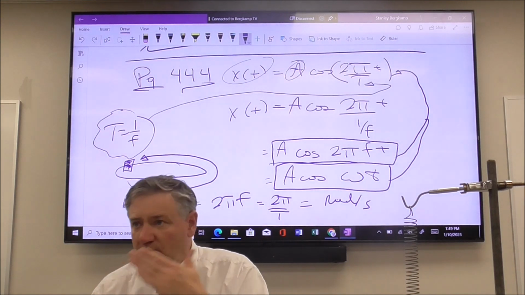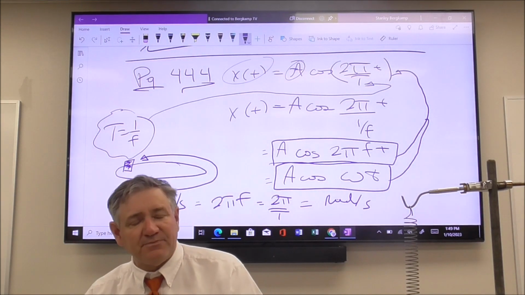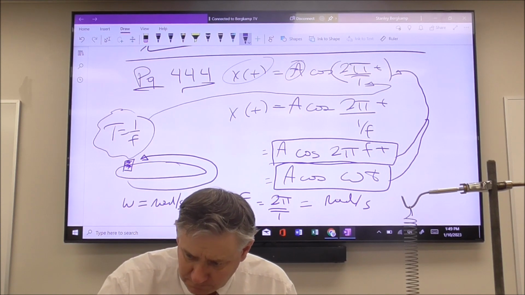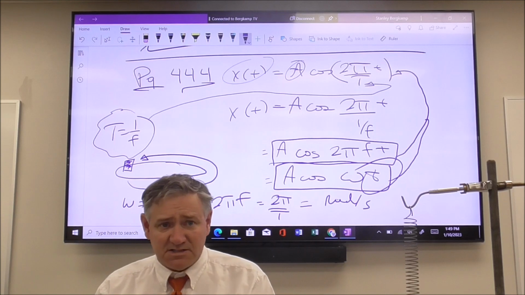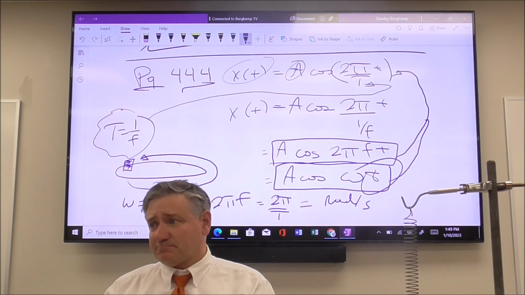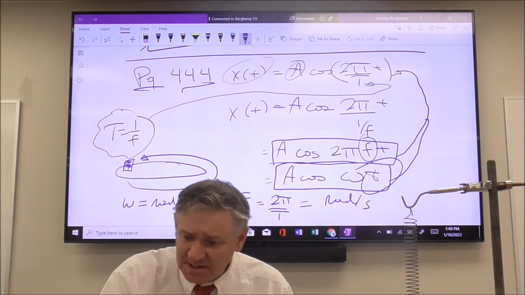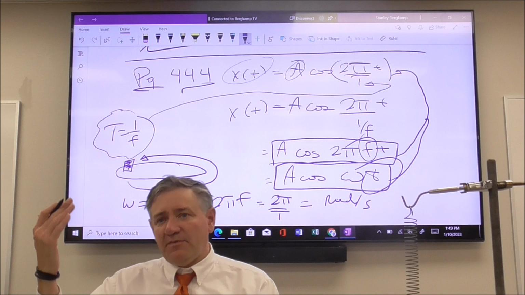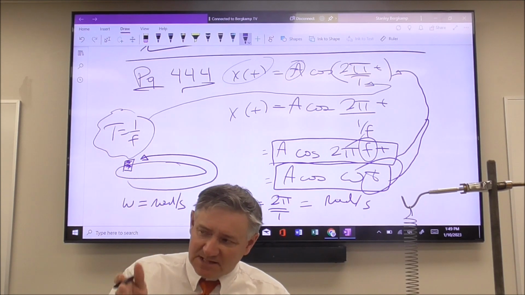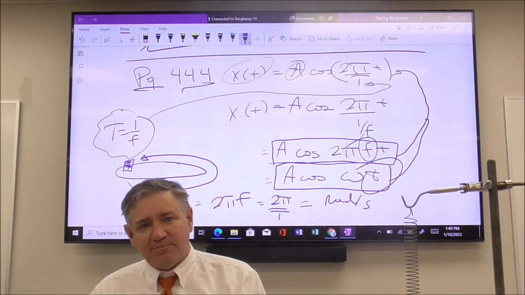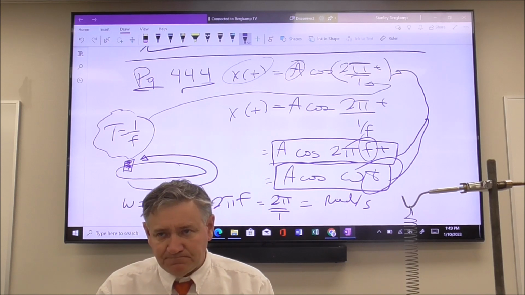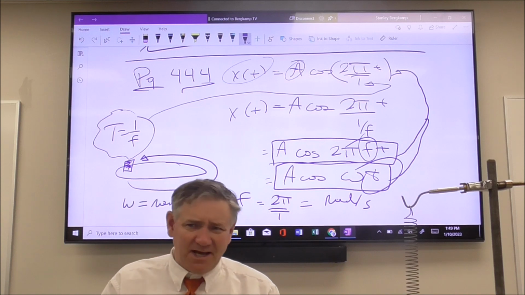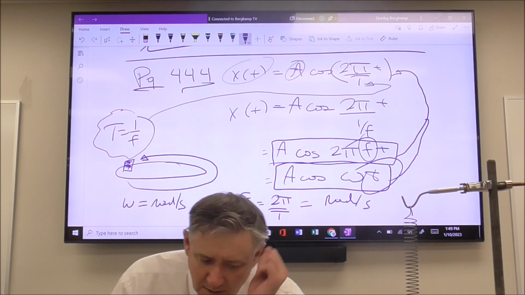If you're told that this thing is oscillating at 4 pi radians per second, cool, and you want to find out where it is at a particular time, use that one. If you're given frequency, use that one. If you're given period, use the top one. But they're all 3 the exact same equation. It just depends upon what you're given in the problem. So don't flip out when you go, oh man, we've never seen that one before. Sure you have. It's just a substitution.